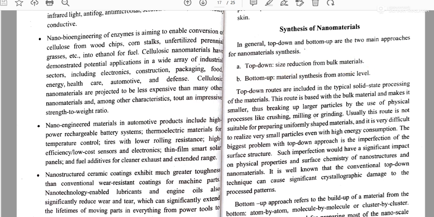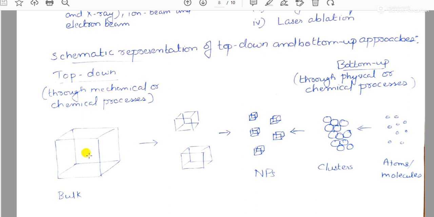The following picture shows the two approaches, the top-down approach and the bottom-up approach. First is the top-down approach. Here you can see a bulk material, a cube of any material, any chemical, and it is being reduced to smaller particles through various techniques. So this is the top-down approach. From the bulk, nanomaterials or nanoparticles are created.